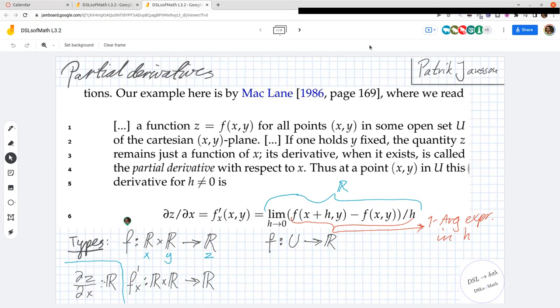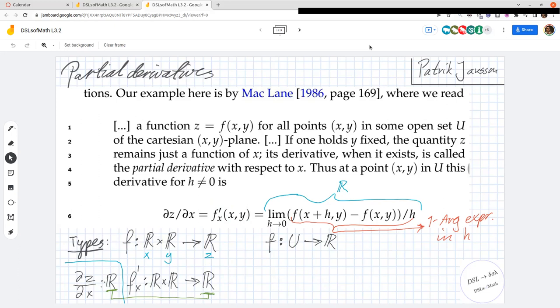And this is a general pattern here. How can F prime X and DZ DX have different types when they are defined the same way? Well, that's a very good question. I'm saying that this function has this type, and I'm saying that because when we apply that function to a pair, then we get the R, which is this. So there is a correspondence between this R and this R. So f prime of x is a function, but f prime of x applied to x and y is just a real number.